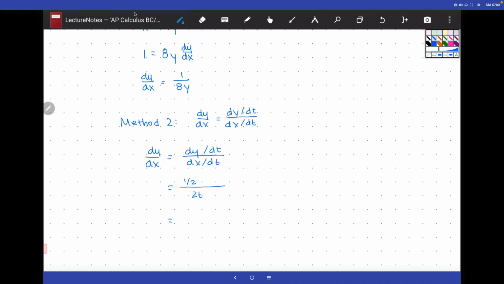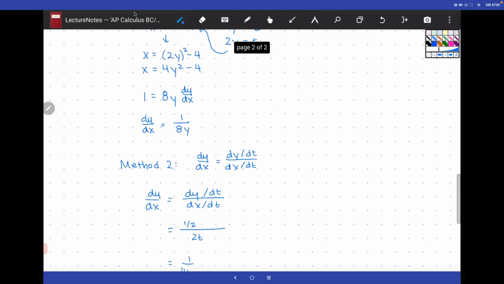All right, so yeah, it sounds like a lot of you guys see it. That's going to be 1 over 4t, but using the work that we did above, we know that t is the same thing as 2y.